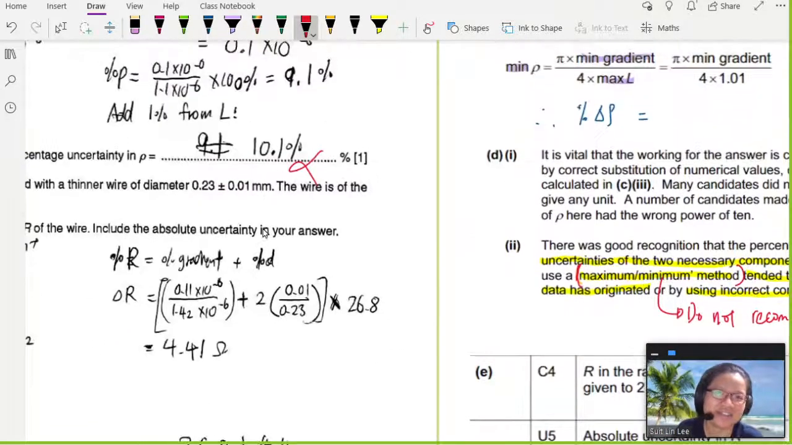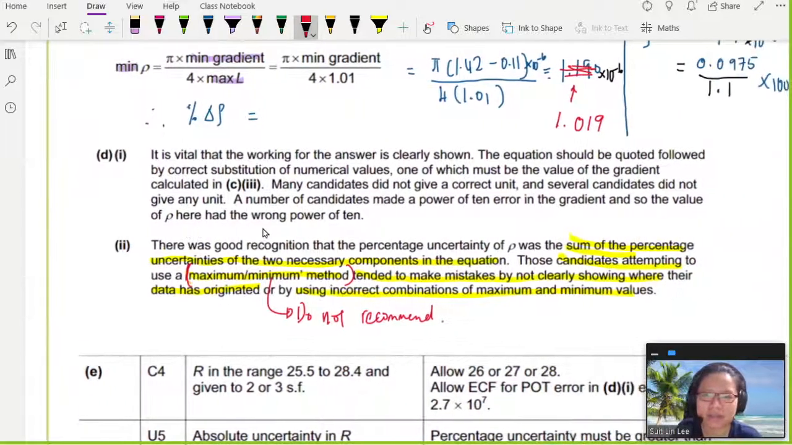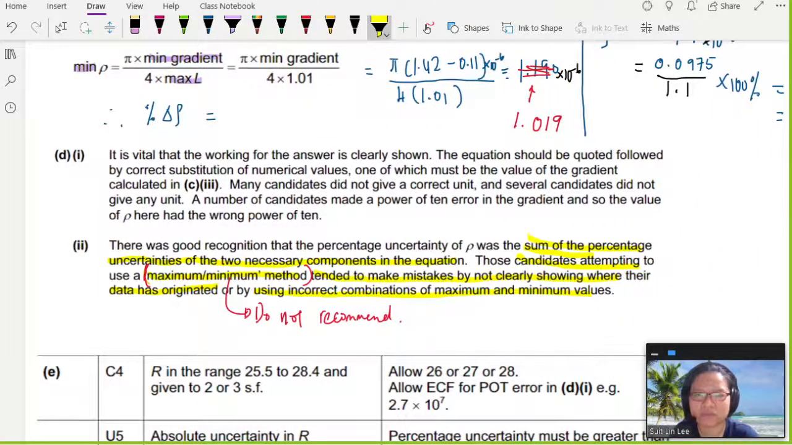Okay, and then you can see this part: when you find the value of resistivity, the working of the answer must be clearly shown. The equation should be quoted, followed by correct substitution of numerical values. You can see they repeatedly mention that you have to show your working, show your substitution. If you don't show, that means I don't know how you arrive at that value. I'm very happy to give 0.